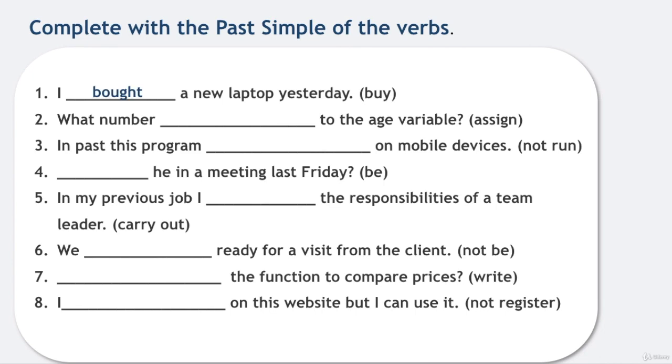And the answer is, I bought a new laptop yesterday. The verb buy is an irregular verb, which you should know. If you don't know this word, it's not a problem. You can go to resources after this lesson, download the resource file with irregular verbs, and just look through it and revise all the verbs that you need. So I bought a new laptop yesterday. Number 2.